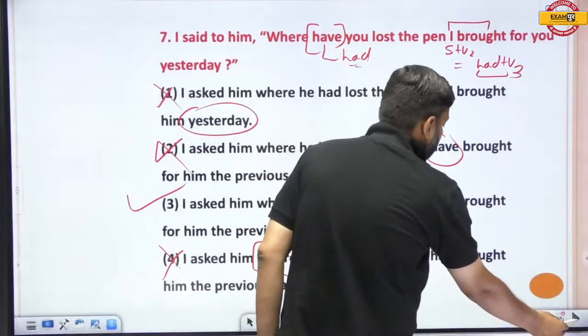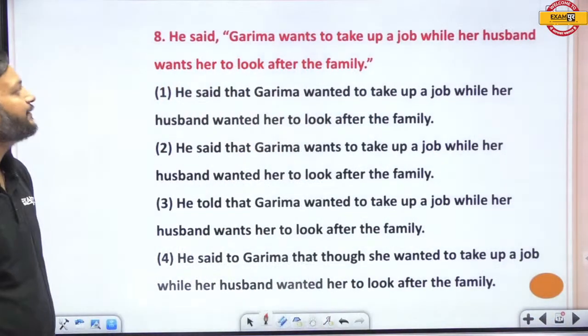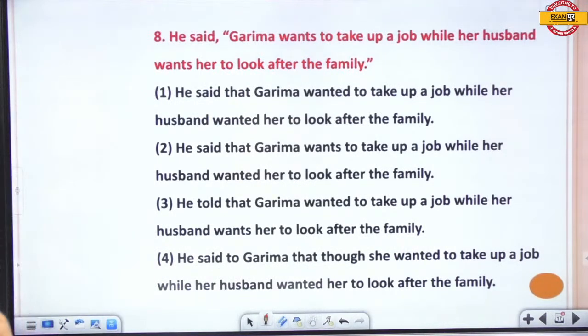Now next question. He said Garima wants to take up a job while her husband wants her to look after the family. Now it's your turn, change this sentence.